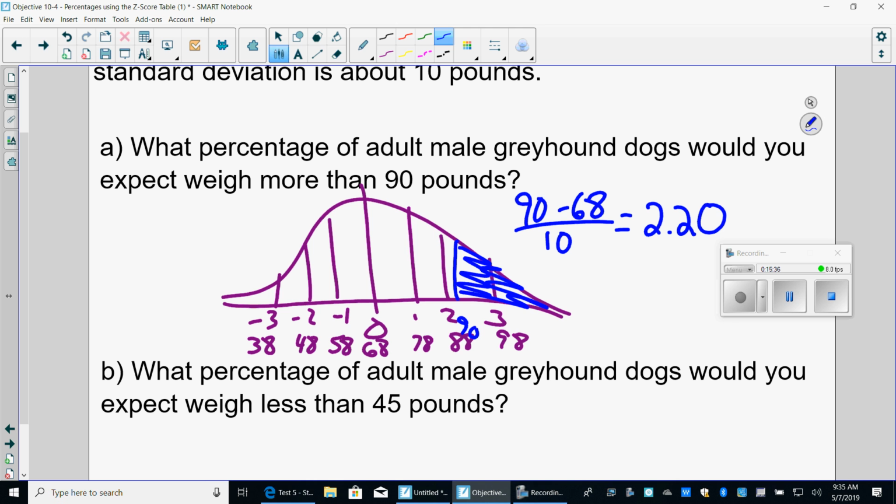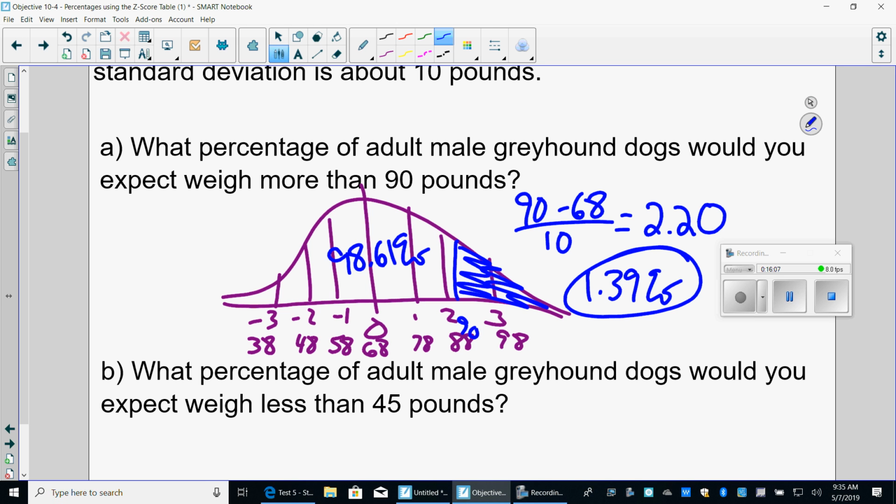The number one mistake is people stopping there, because you will see this answer, 98.61, on the test. I don't want you to say, man, I almost had it, I just messed up, because that will be an answer. Don't stop there. Where's 98.61%? That's less than, that's this side. You have to subtract it from 100, so what percent would be greater? 1.39%. Very good.